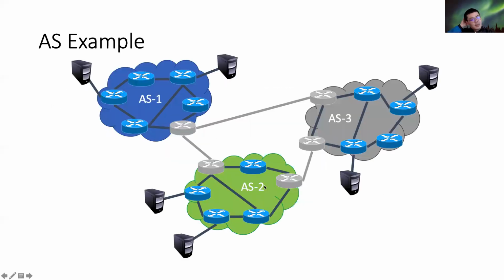So here's an example of AS. This is, for example, the autonomous system. This is like UAB, this is maybe Auburn, this is maybe UA. So this is Alabama. And these different institutions each form an autonomous system. But if you want to route between them, then you need to use BGP.